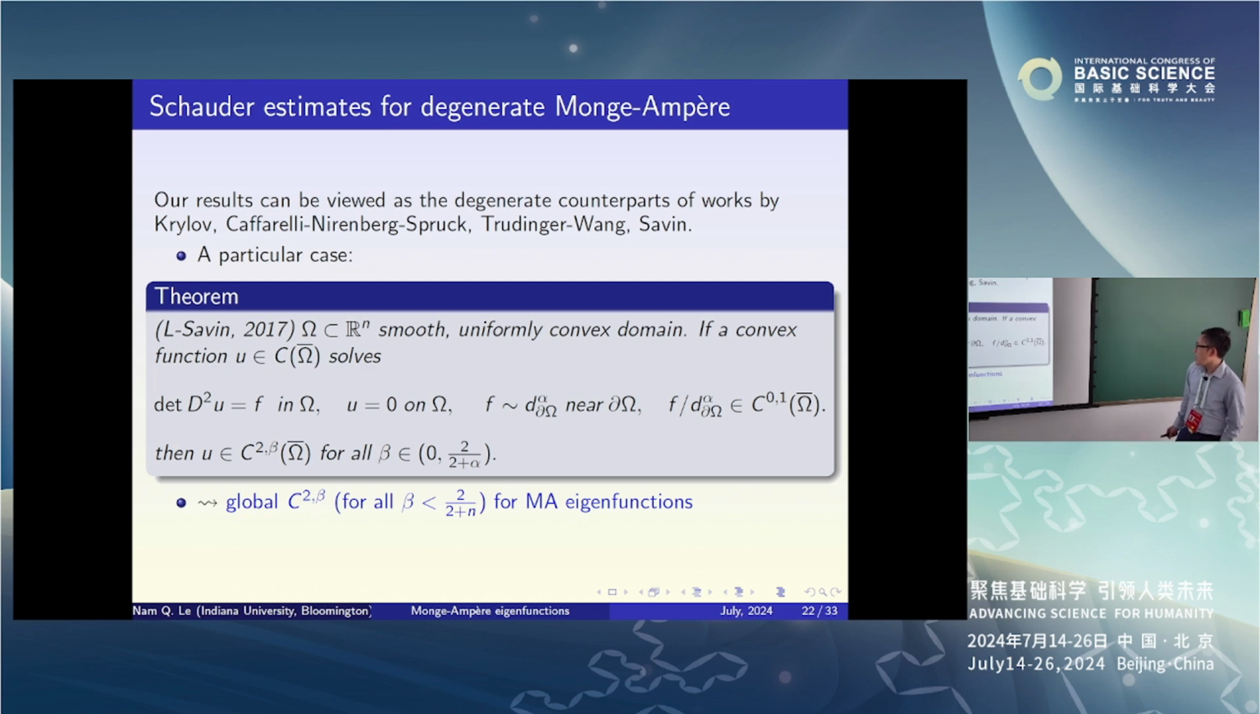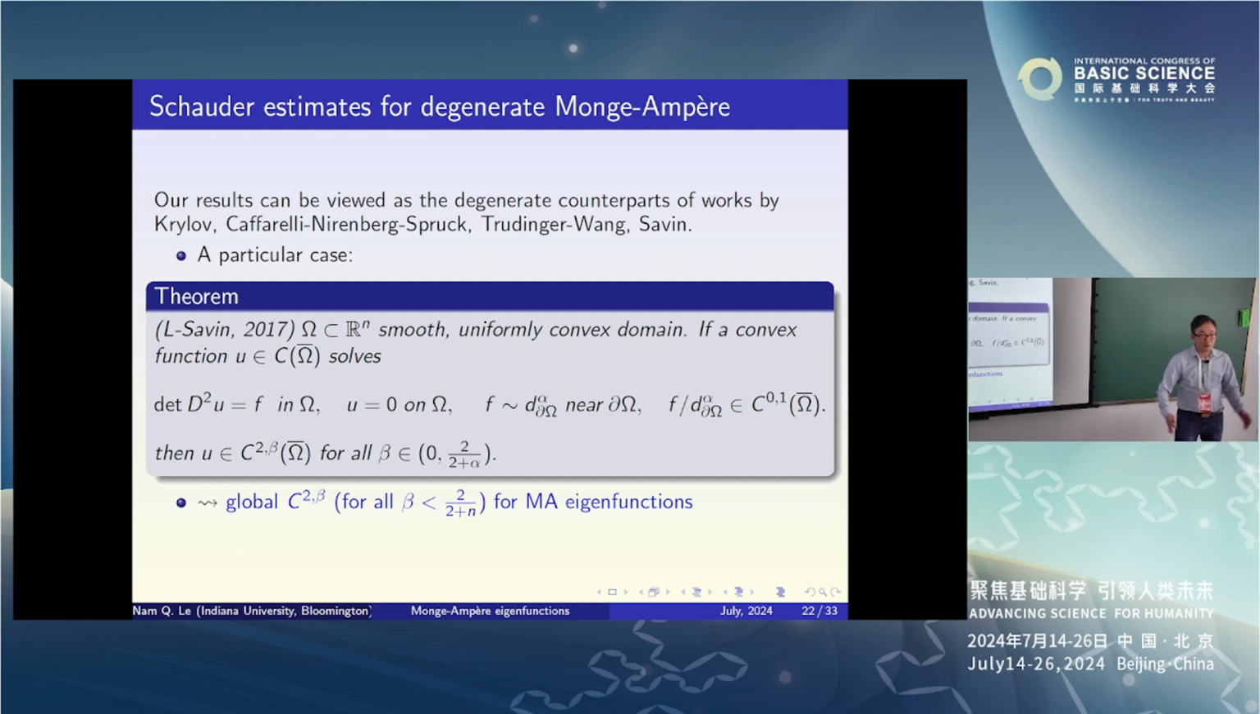All right, so now let me summarize the simple case that is applicable to the Monge-Ampère eigenfunction. In the case of the Monge-Ampère eigenfunction, we have zero boundary data, and the right-hand side is comparable to the distance to the boundary to the power alpha. And this ratio here is globally Lipschitz. Let's say that beta is smaller than alpha, then the conclusion is that the solution to this Monge-Ampère equation is actually C2 beta up to the boundary. Because the case of the Monge-Ampère eigenfunction is the case when alpha is exactly n, this result implies that the Monge-Ampère eigenfunction is actually C2 beta for all beta smaller than this number.